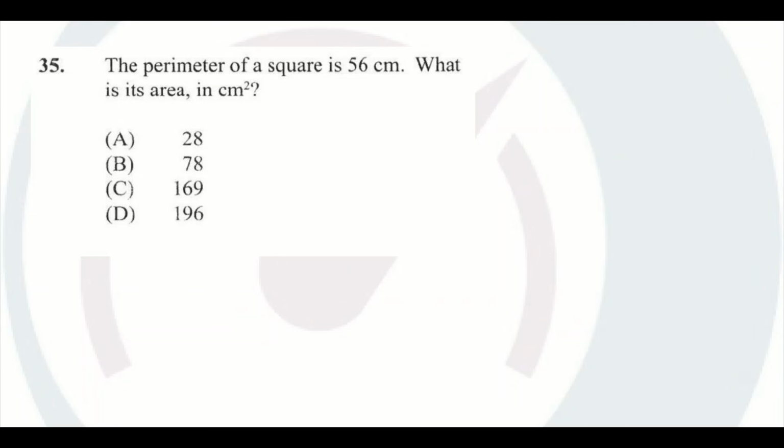Number 35, the perimeter of a square is 56 centimeters. What is its area in centimeters squared? Now we know that for a square all sides are equal, so we have 4 equal sides, so that's 4L equals 56. How do we get the 4L? All sides are equal, so here is L, L, L, L. When you add up all the L's, you get 4 L's. And the perimeter is the sum of all the sides. So 4L is equal to 56 centimeters.